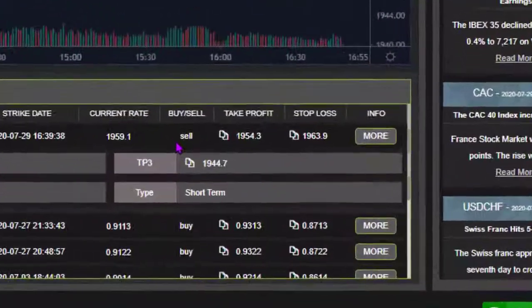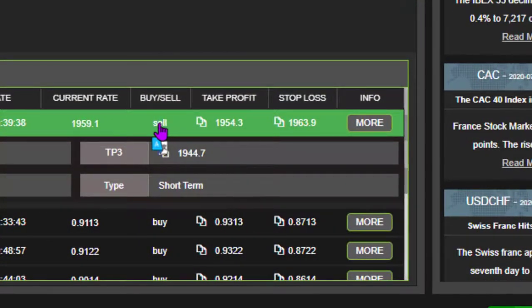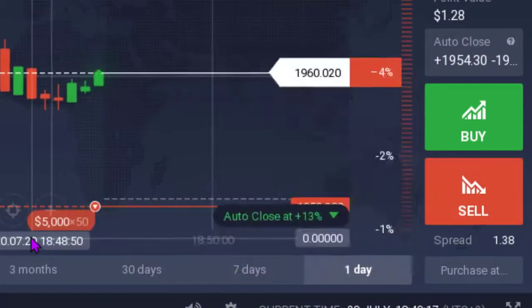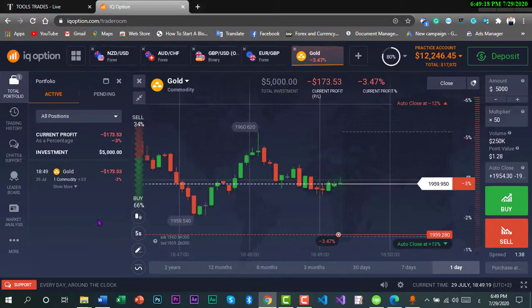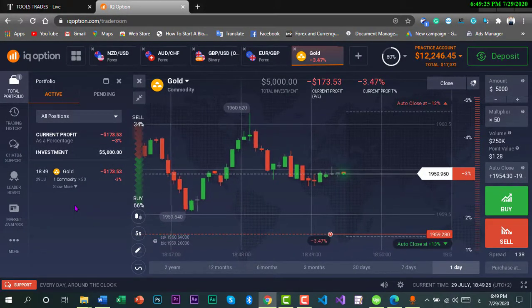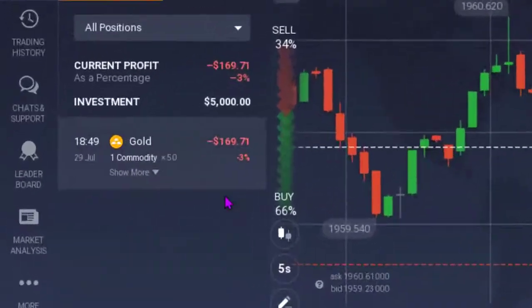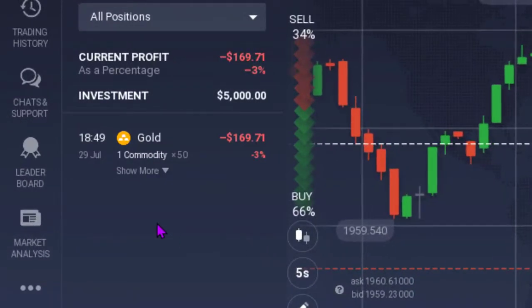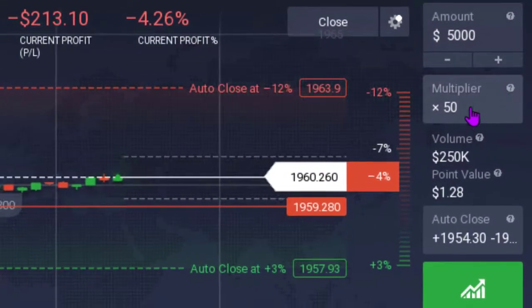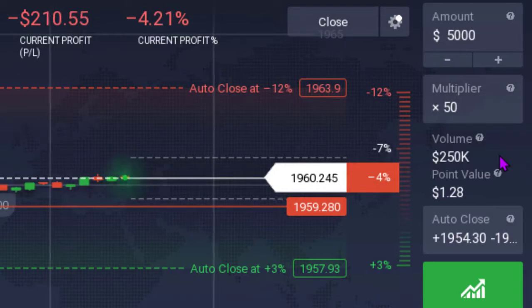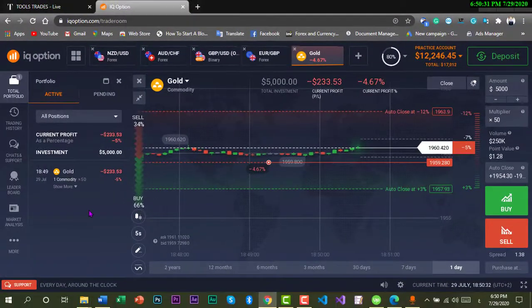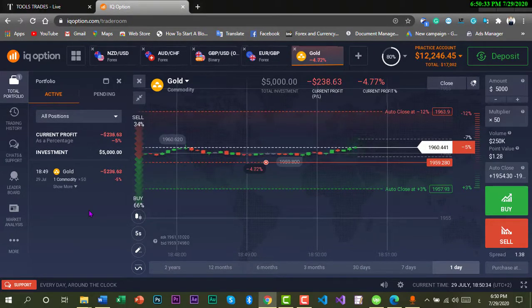We see right there it is referring to sell. So we are going to choose sell right here and wait for our profit to come up. So here is our position opened. I use the amount of $5,000 with multiplier 50 times. So for the profit to come up, it will need some time.